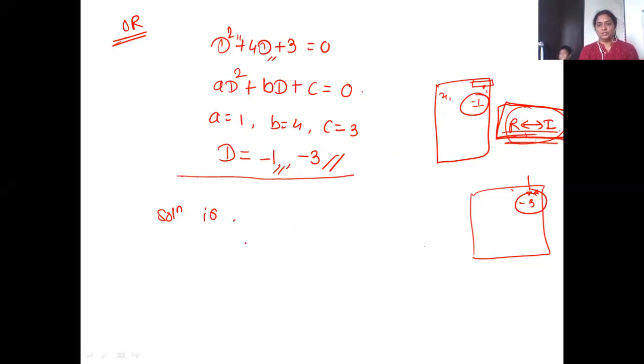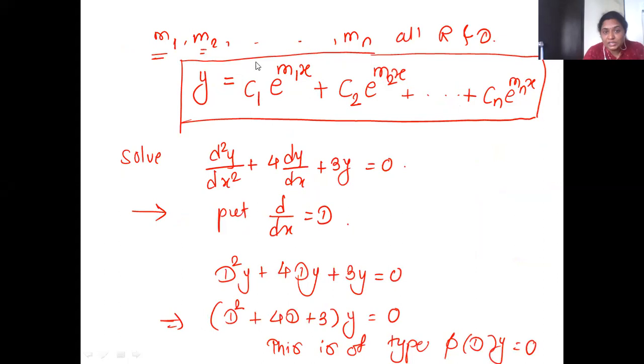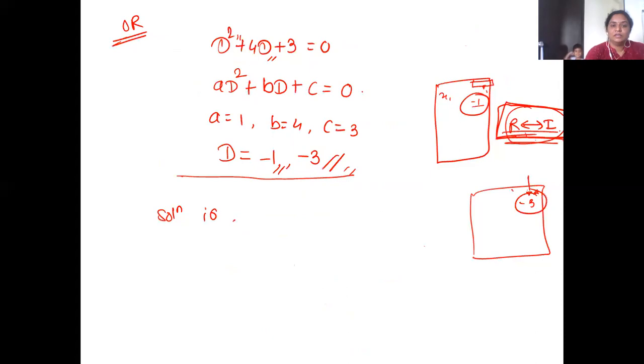What will be the solution? These are the roots, -1 and -3. Yes, y is equal to. I told you already. Solution is always how? y is equal to a function of x. If it is given variable x and y, d is d by dx, so y is always dependent, so we get y is equal to. Now we see the nature of the roots.